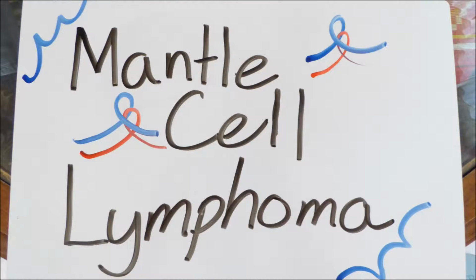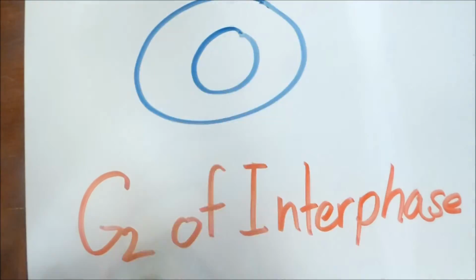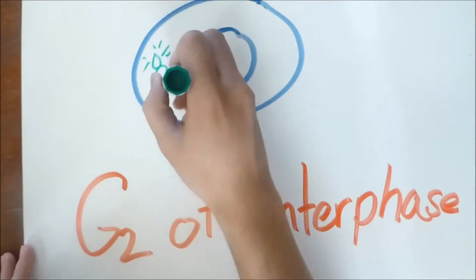Mantle cell lymphoma results from malignant transformation of a B lymphocyte in the outer edge of a lymph node follicle. The transformed B lymphocyte grows in an uncontrolled way, resulting in the accumulation of lymphoma cells, which causes enlargement of lymph nodes. In the G2 phase of interphase, a nuclear envelope encloses the nucleus. The cell grows as it completes preparation for cell division.